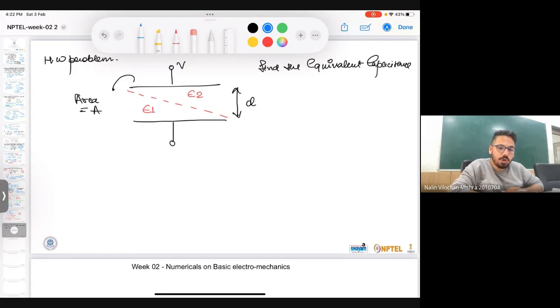So do you guys have any lead how we will start this problem? Like, for sure it's not connected in parallel or in series, so we cannot directly apply the formula for parallel or series. So how can we do it?